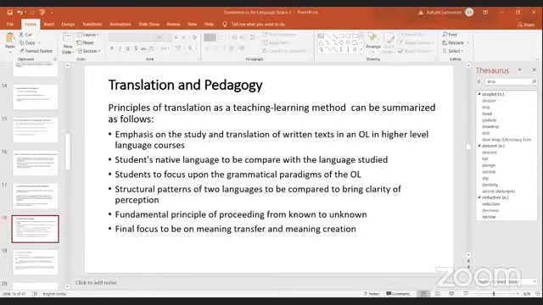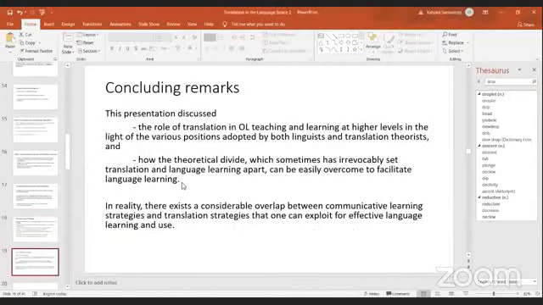Right, so we're coming to a conclusion now. I discussed in this presentation the role of translation in other language teaching and learning at higher levels, in the light of the various positions adopted by both linguists and translation theorists, and how the theoretical divide says translation cannot function as a pedagogic tool.